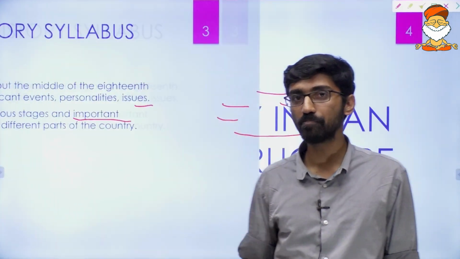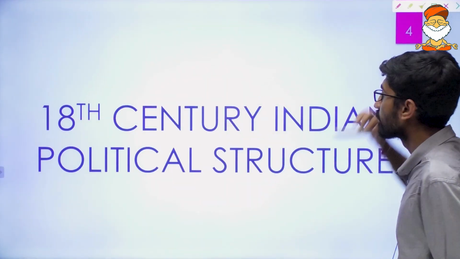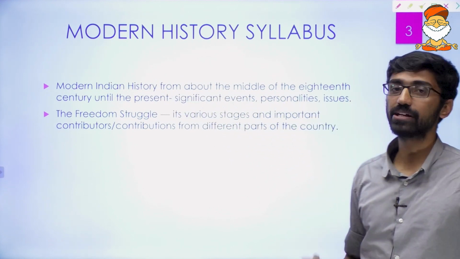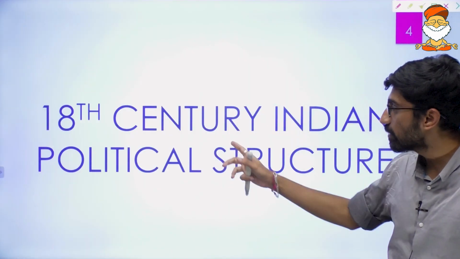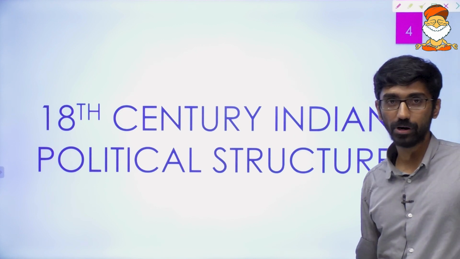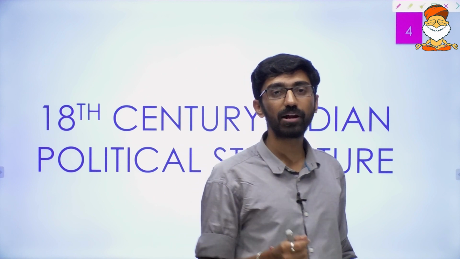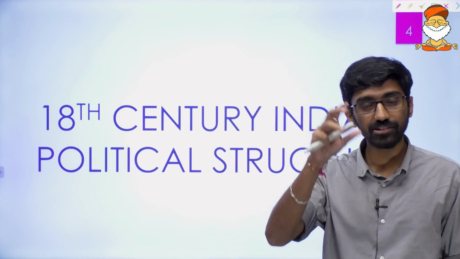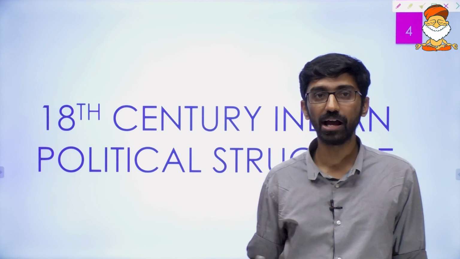So without further ado, we can start as the syllabus mentions. What does the syllabus mention? Modern Indian history from about the middle of the 18th century, and that is the reason we are starting with the 18th century Indian political structure. So what was the political structure? What kind of political framework was there in India that attracted these foreigners, particularly the British, who established dominance in India? To understand that, we have to understand the nature of the political structure of India in the 18th century.